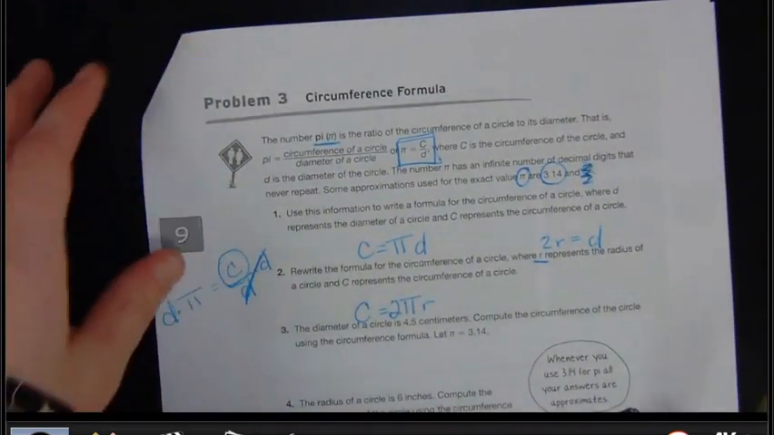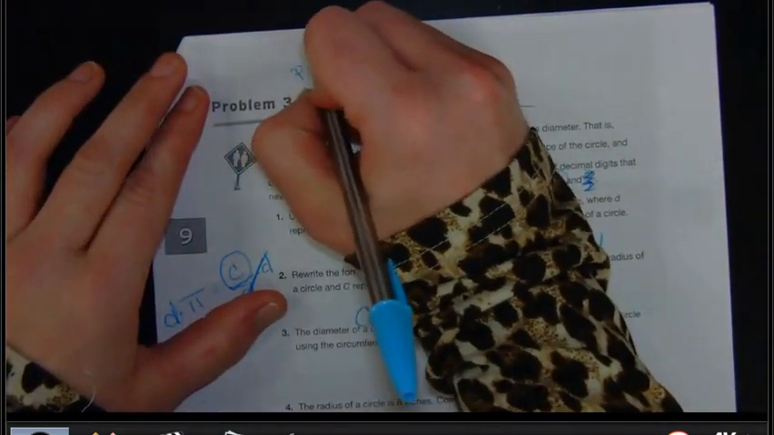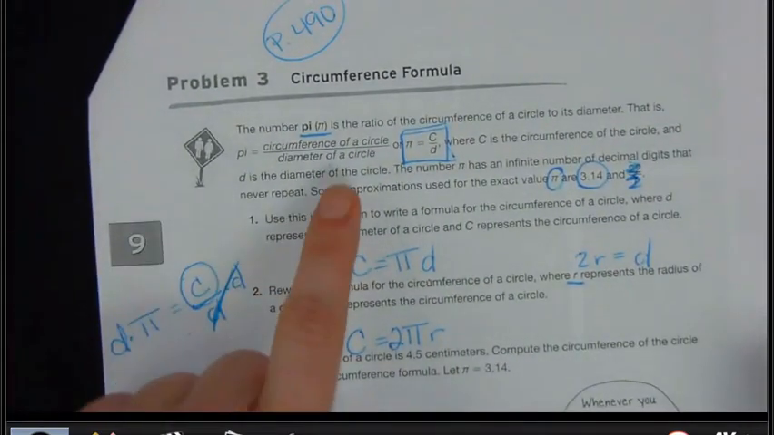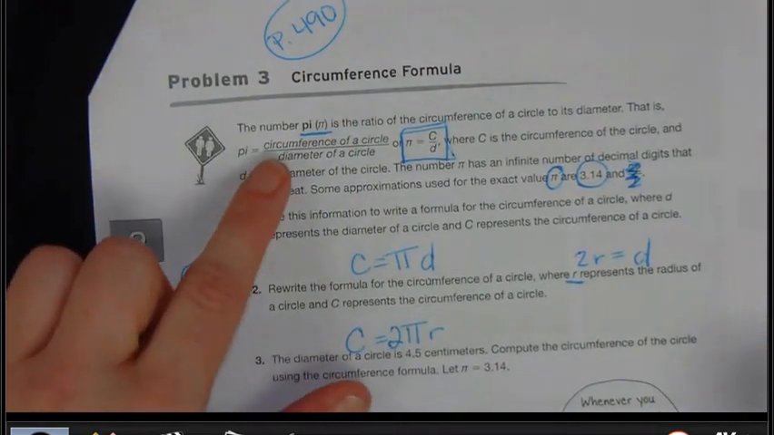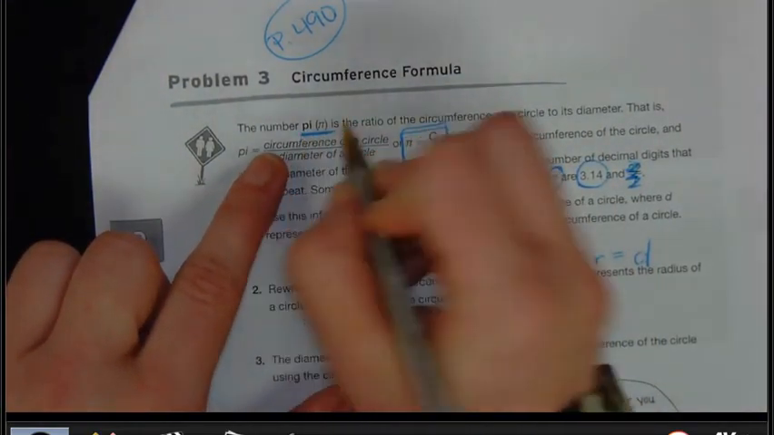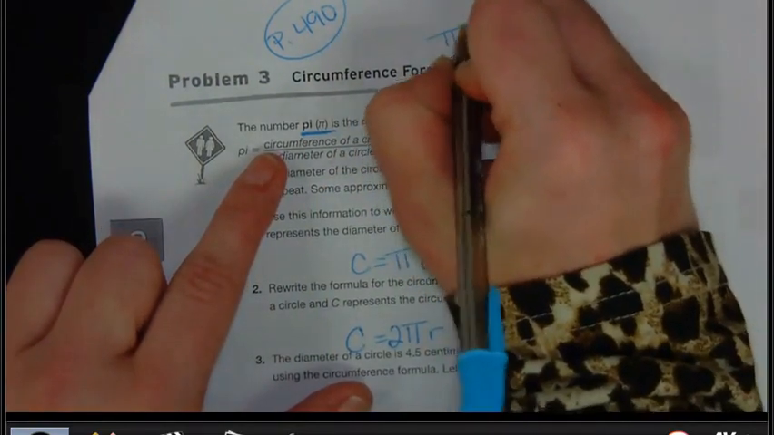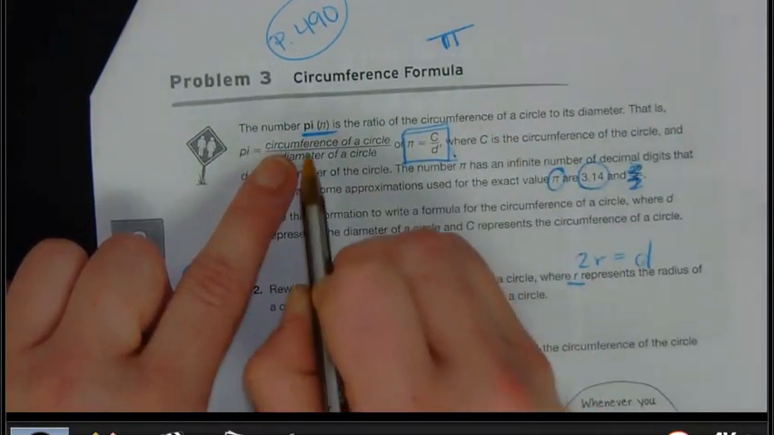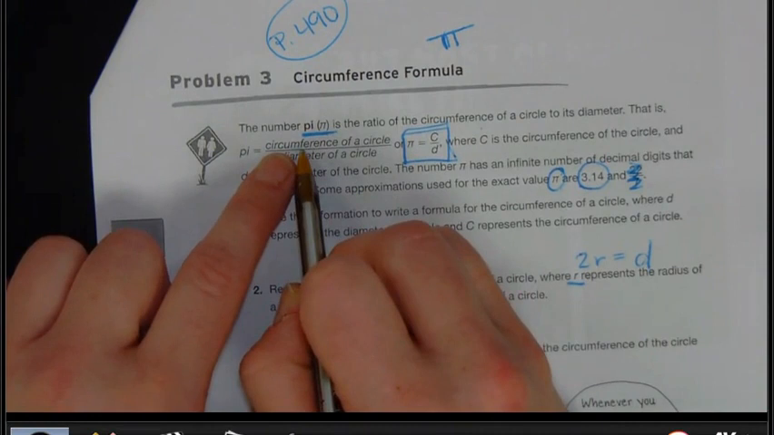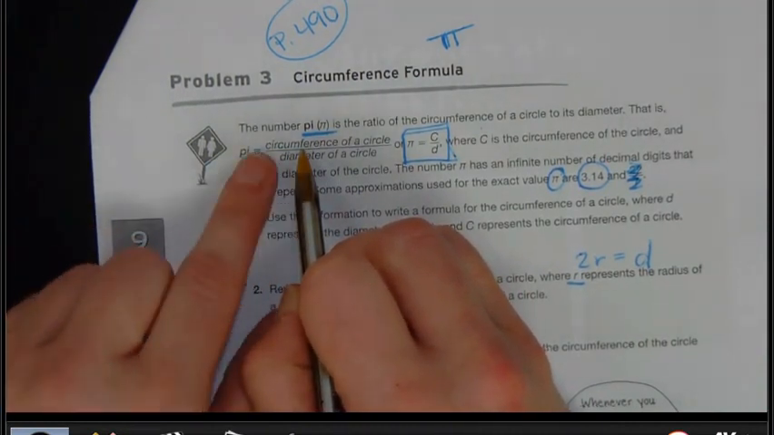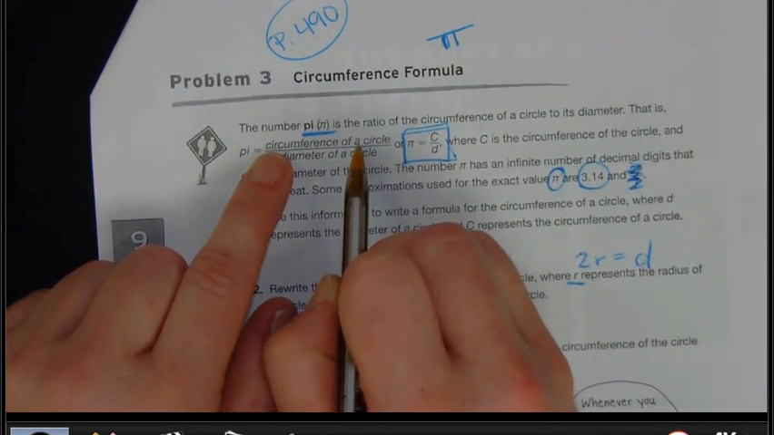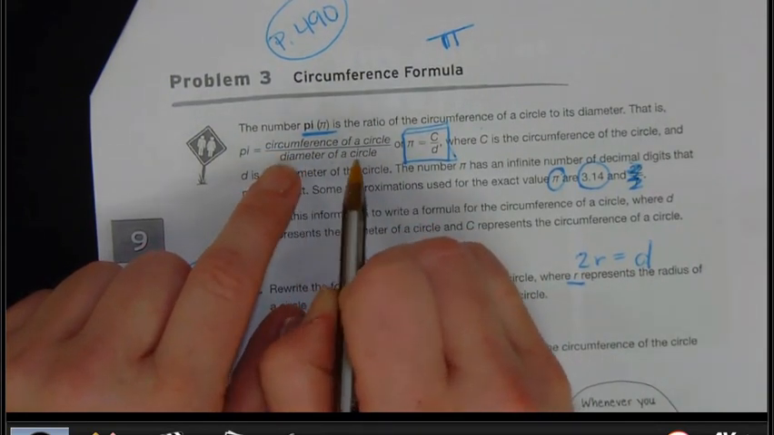So if you would please flip over to problem number 3 on page 490. Okay, problem number 3 on page 490. We are taking a look at the circumference formula. Okay, so the number pi, which is right here, it looks like this symbol. That's what the pi looks like. It is a ratio of the circumference to the diameter. So in a perfect world, I keep saying perfect because we do not have the appropriate tools to measure, we would use the appropriate tools to find the circumference of a circle. Then we will take that and divide it by the diameter of that circle.